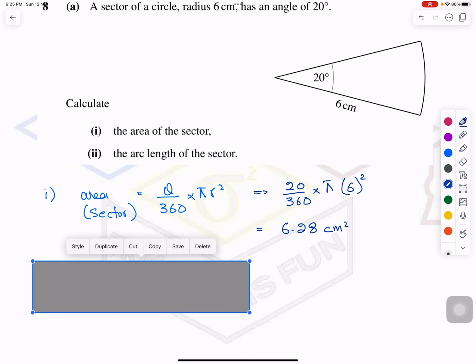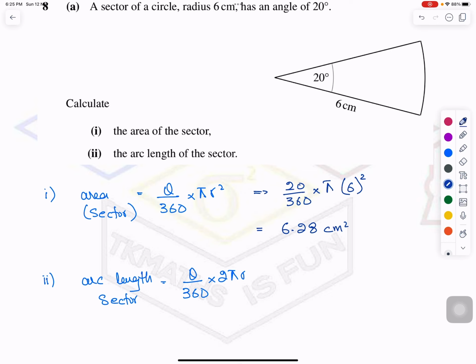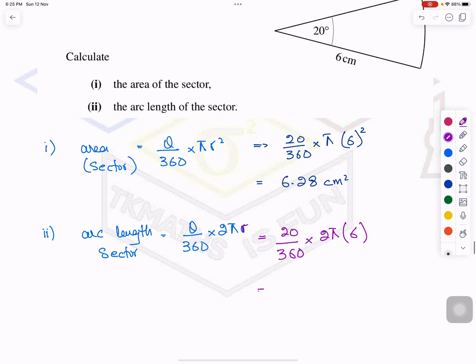So the arc length of the sector. Again you will use the formula, which is theta over 360 into 2 pi r, and substitute the values here. So 20 over 360 into 2 pi, and the radius is 6. Now when you solve it, using the calculator, it will be equal to 2.09 centimeter.